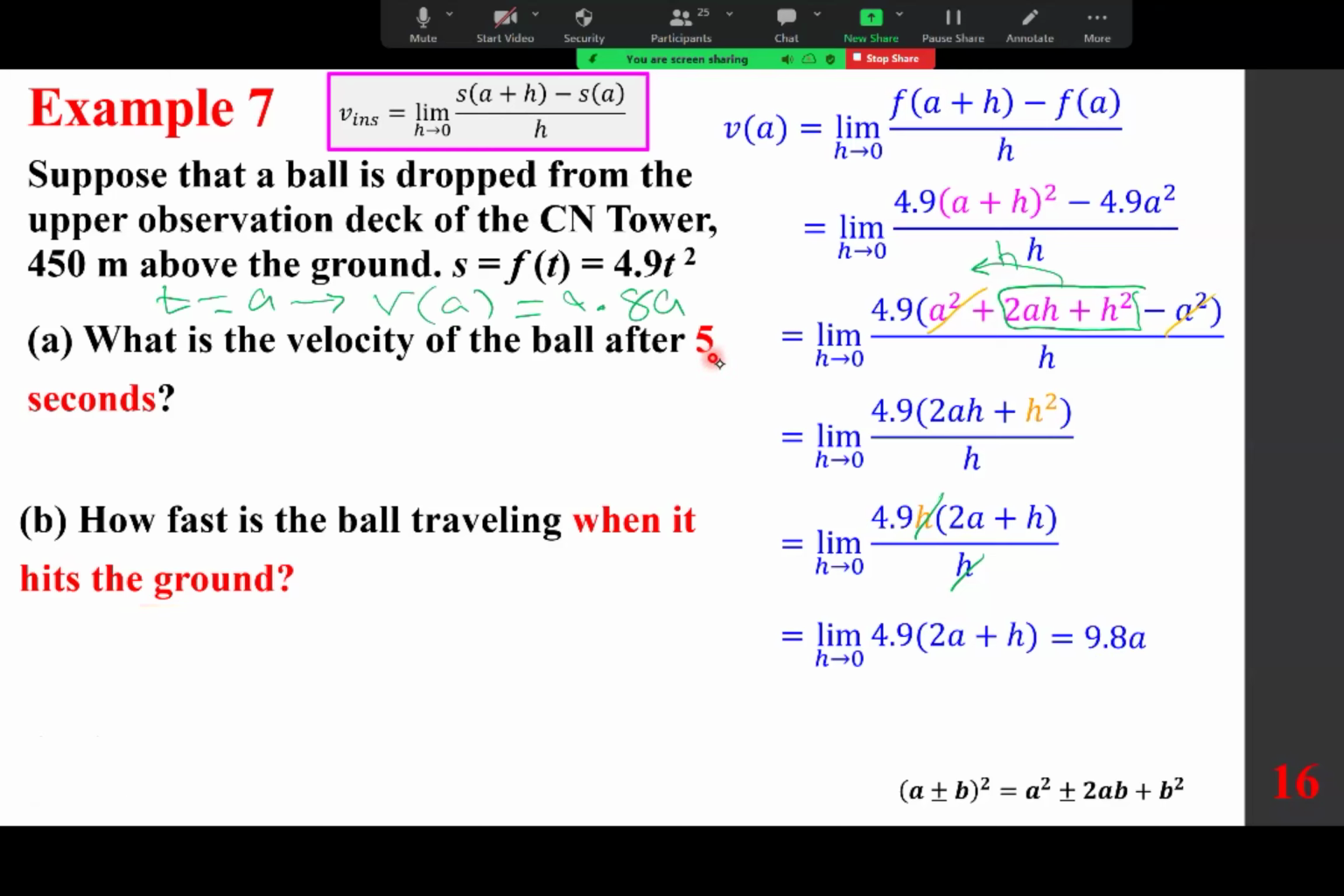So what is it at t equals 5? Replace the a with 5. And you get 49 meters per second.